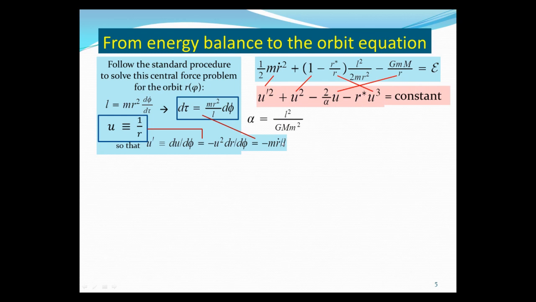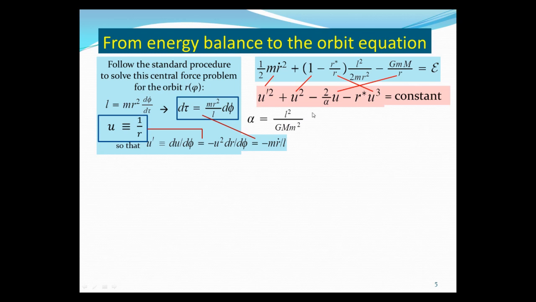So this gives u prime squared. This term gives me u squared, because 1 over r squared becomes u squared, and this 1 over r term just converts to u, and the GR term turns out to be proportional to 1 over r cubed. So therefore, I get u cubed and some constant, that doesn't matter. And we can work out alpha is equal to L squared over GM.